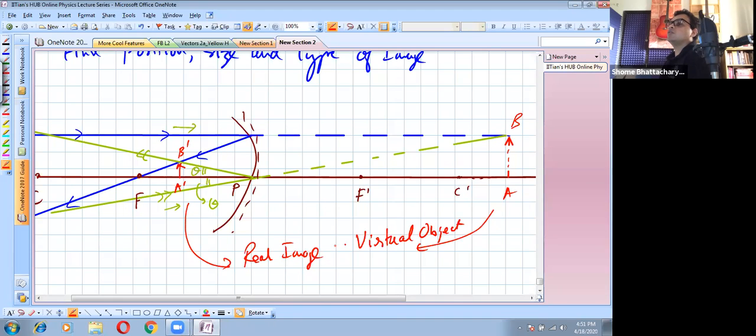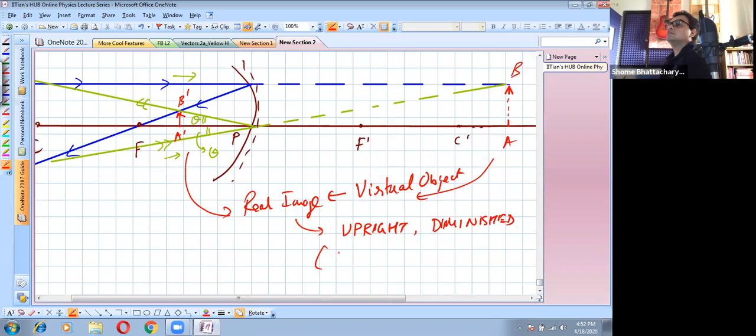And because it is a combination of real and virtual, it is again upright. And in this particular case, it is also diminished, as you can see from the diagram. And again, as you can see from the diagram, it is between the focal point and pole.